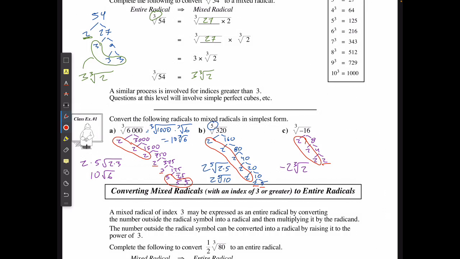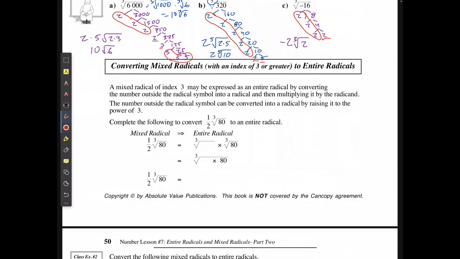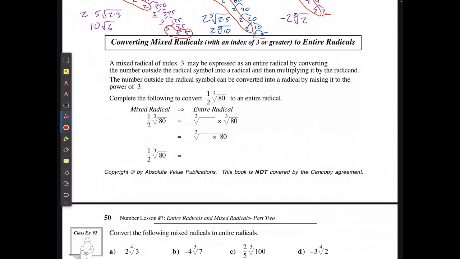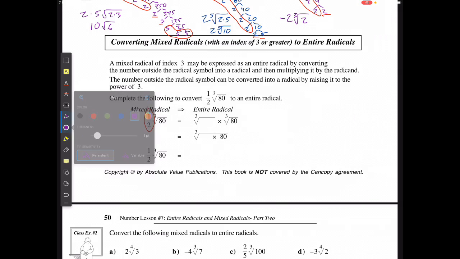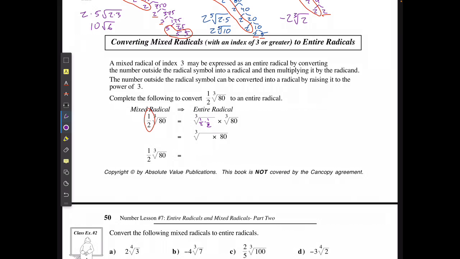If I'm converting mixed radicals into entire radicals, then all I'm saying is that if I have a cube root or an index of 3, and I have a number on the outside or a coefficient, then that's the same as 1 over 2, 3 times. Which means that this would be the same as 1 over 8 times 80. And 1 over 8 times 80 is just 80 over 8, which I can simplify to the cube root of 10.